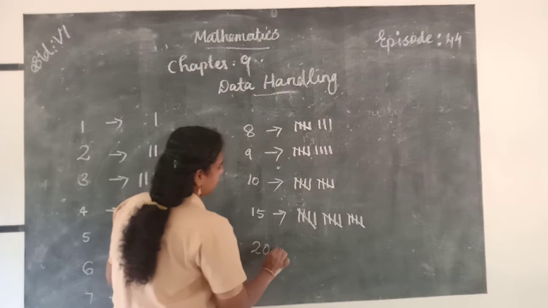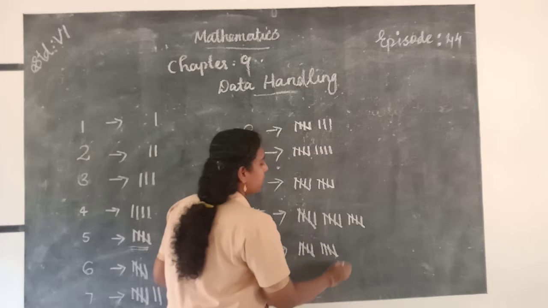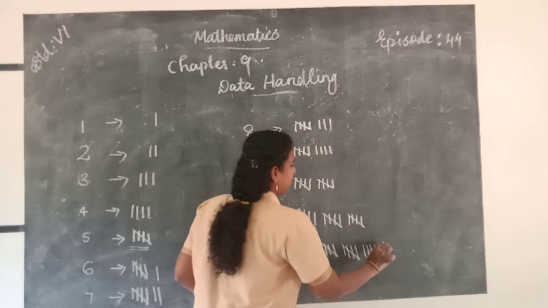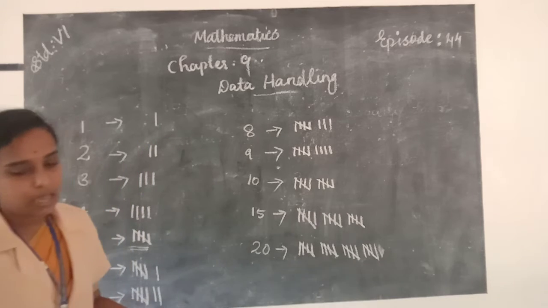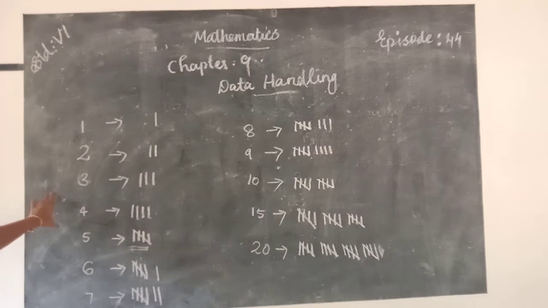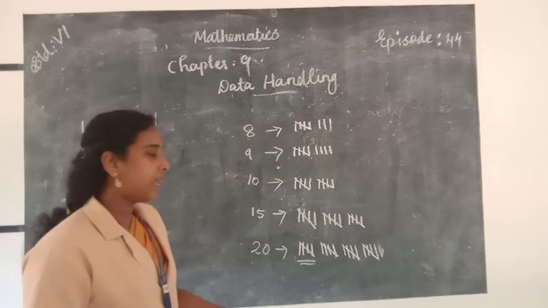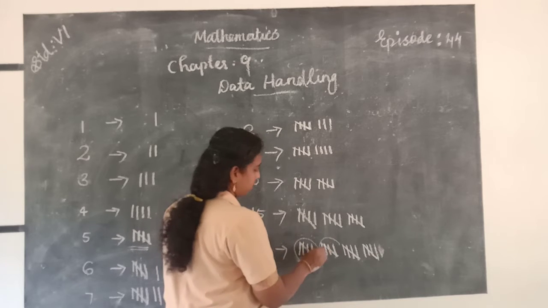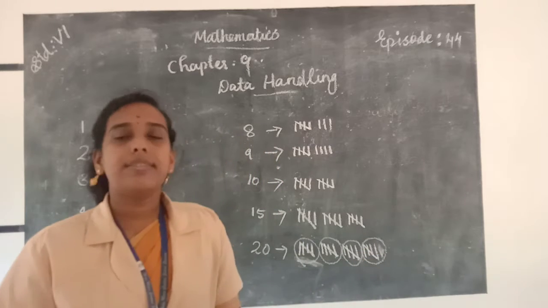Then for representing 20: 1, 2, 3, 4, 5, 6, 7, 8, 9, 10, 11, 12, 13, 14, 15, 16, 17, 18, 19, 20. In this way we can organize and express numbers using tally marks. Tally marks express numbers in groups of 5, 5, 5. So this is called tally marks.